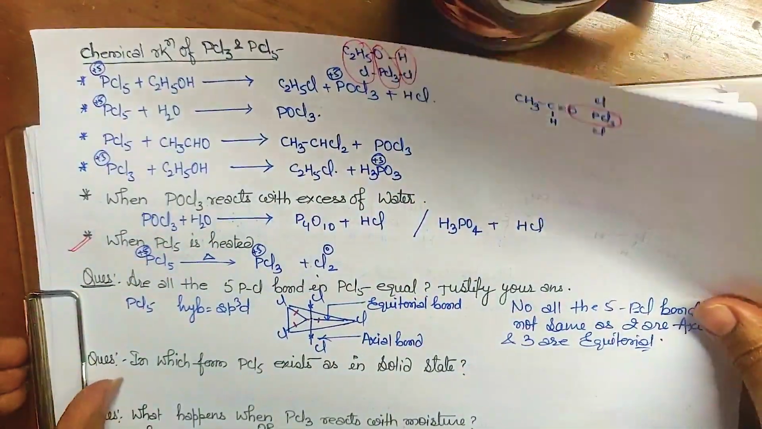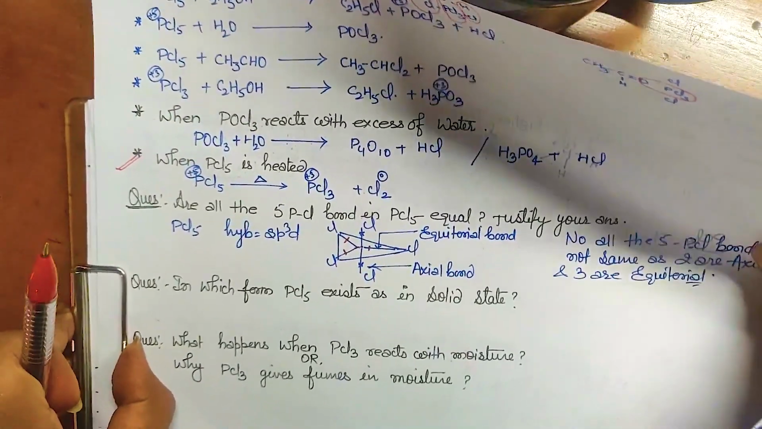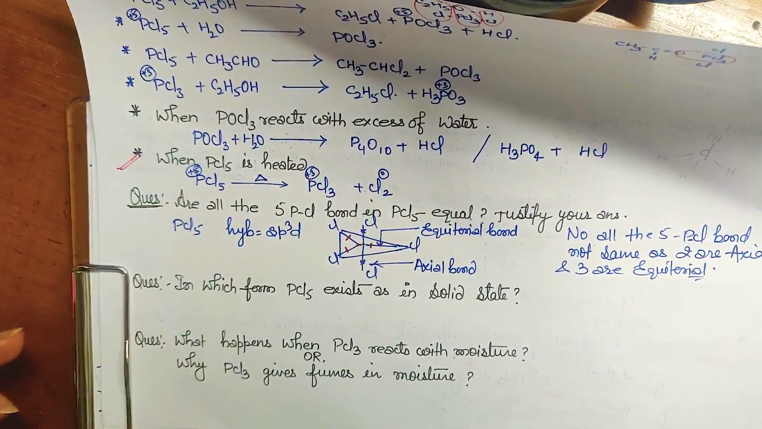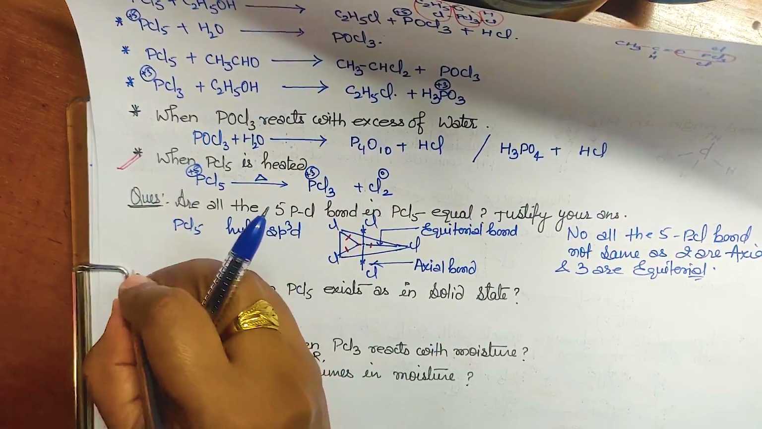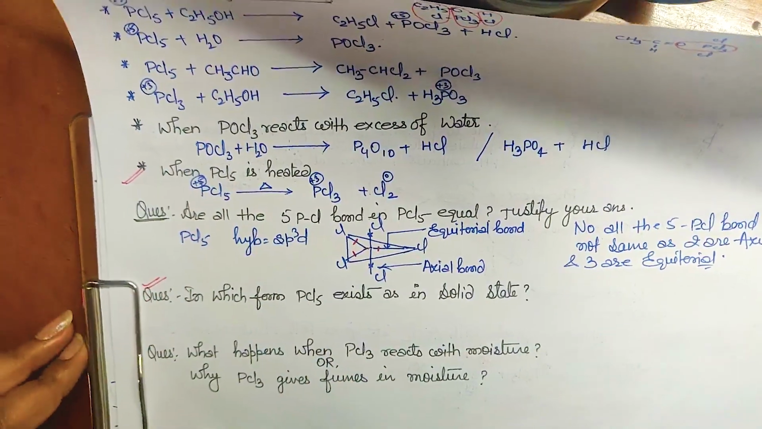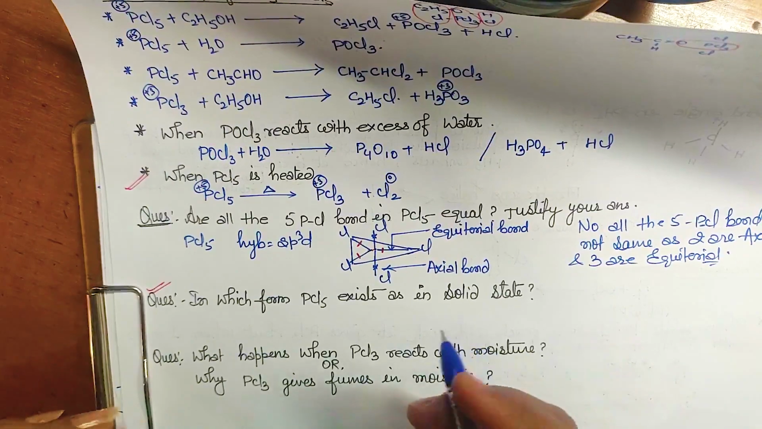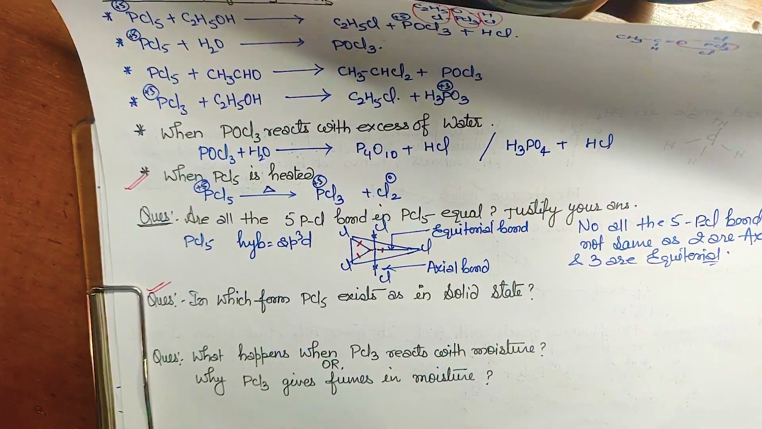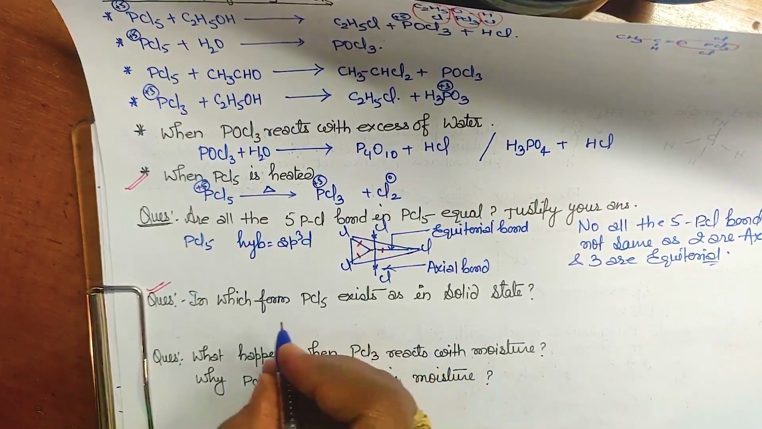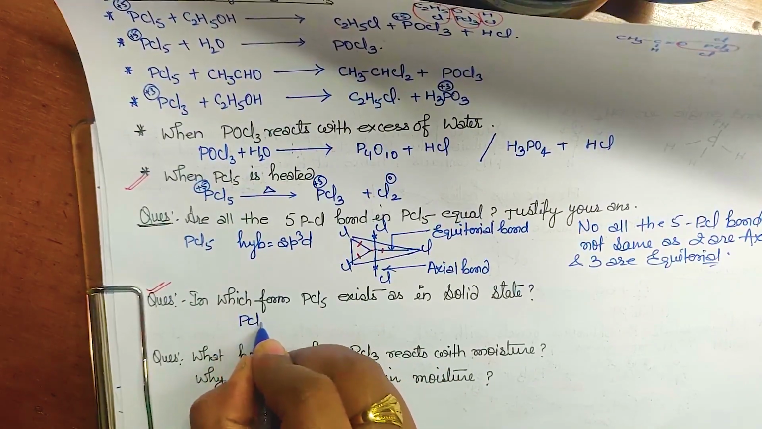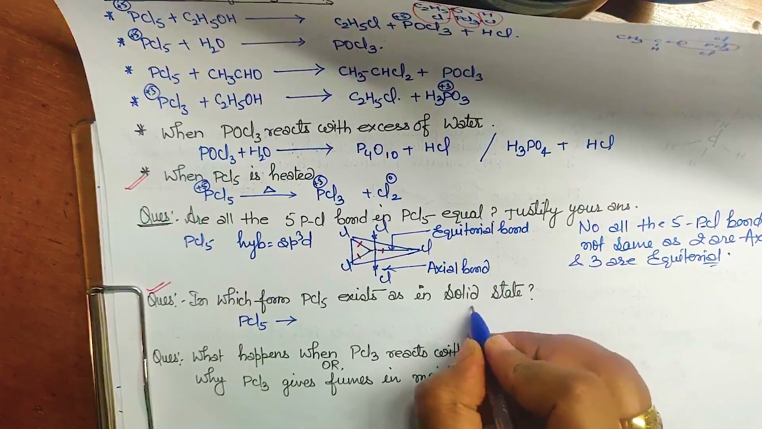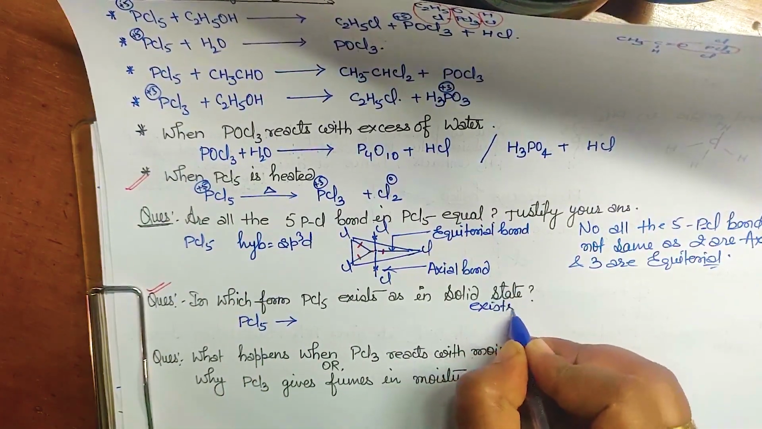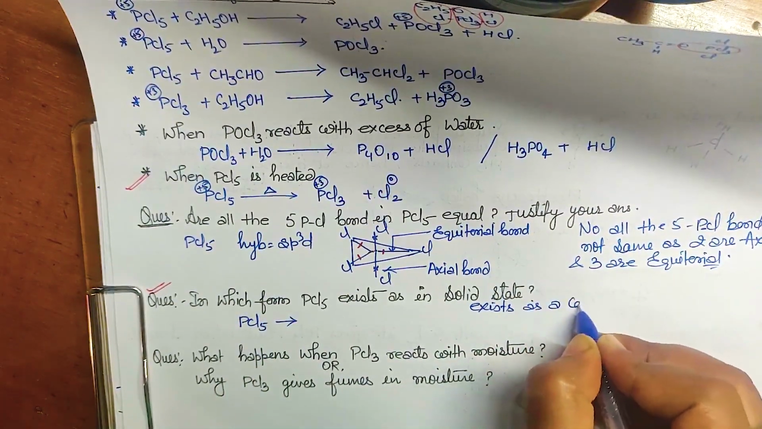Okay, so next question is, in which form does PCl5 exist in the solid state? PCl5 in the solid state, that is also something you have to learn. There is no concept in this. Actually there is a coordination concept, but it is very far away now, so we have to learn this. PCl5 exists in the solid state as a complex.